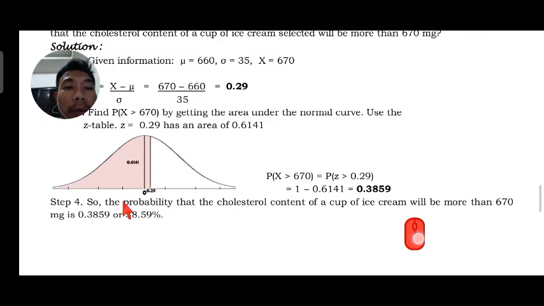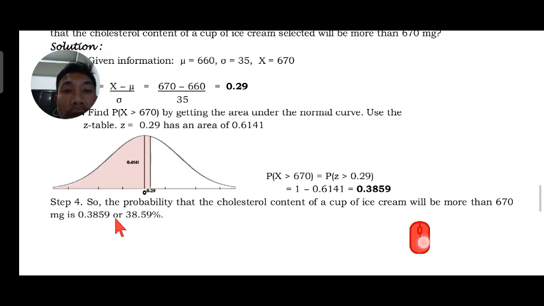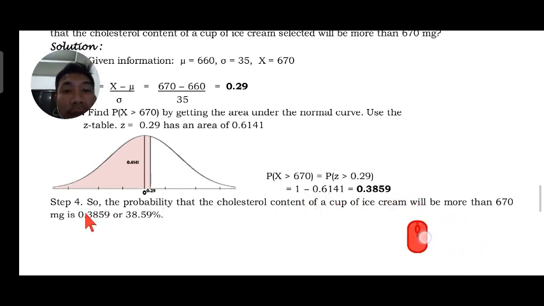Step number 4: the probability that the cholesterol content of a cup of ice cream will be more than 670 milligrams is 0.3859, or 38.59%. Let me repeat: the probability that the cholesterol content of a cup of ice cream will be more than 670 milligrams is 0.3859, or 38.59%.